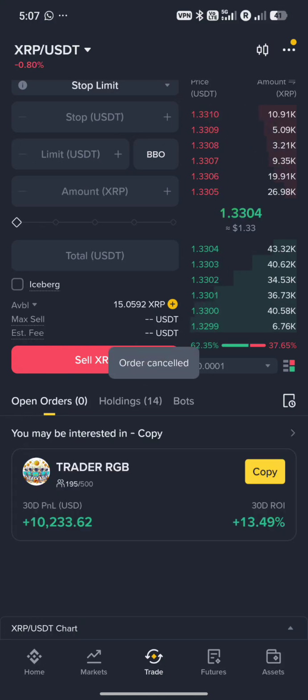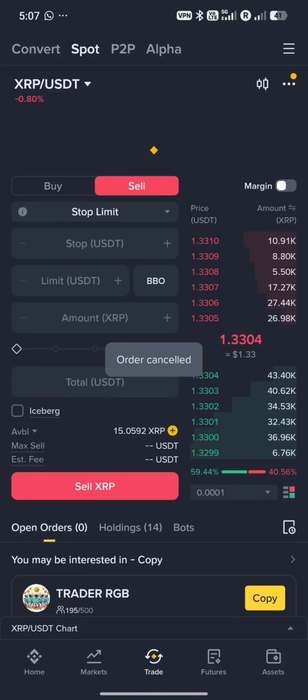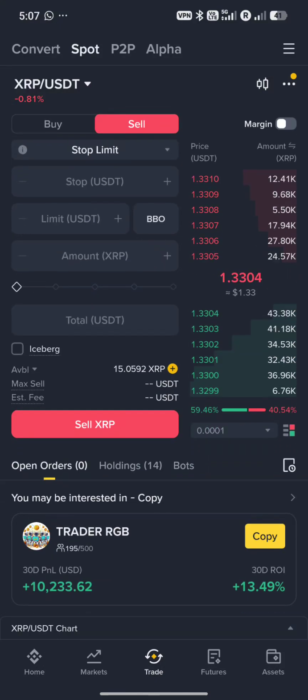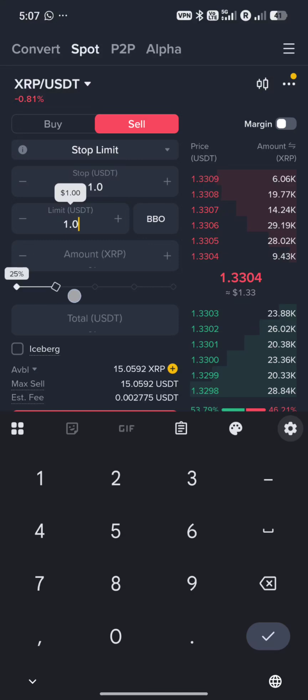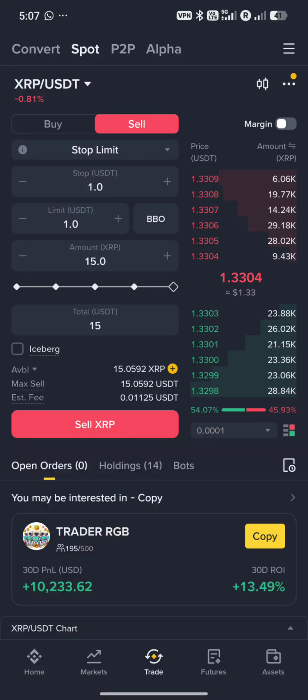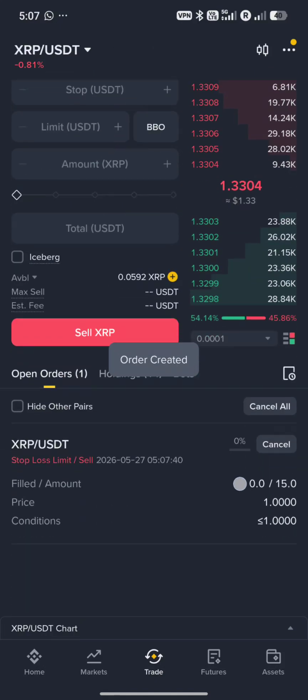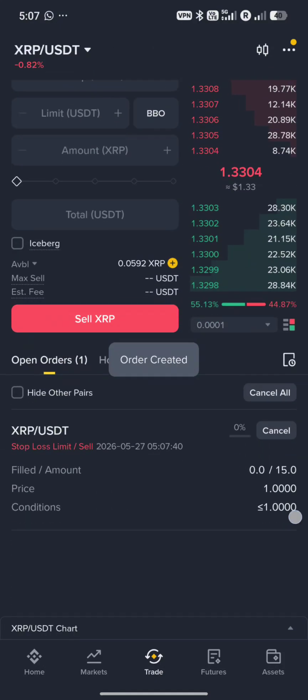You can also use the same thing to set stop loss. Maybe once SRP falls, currently it is at 1.33. Maybe if it falls to 1.0, I don't want to be in the market. Repeat the same thing, 1.0, repeat the same price 1.0, and then 100%, and then sell. So whenever SRP gets to 1.0, take me out. I don't want to be in this trade anymore. So that's what it's going to do.